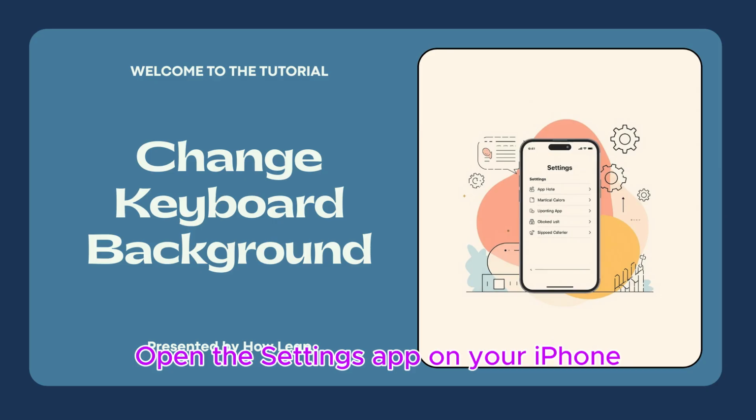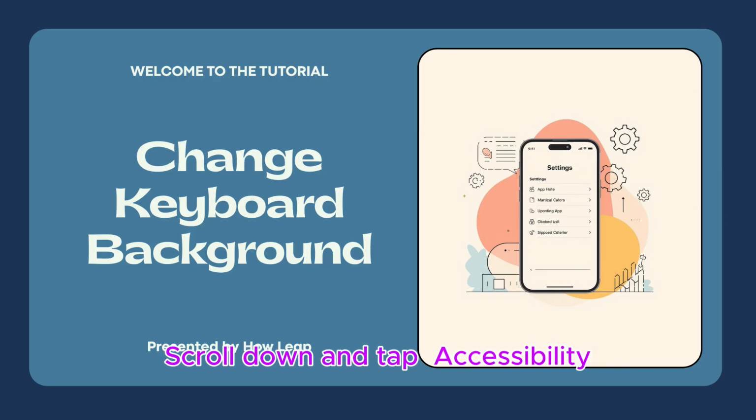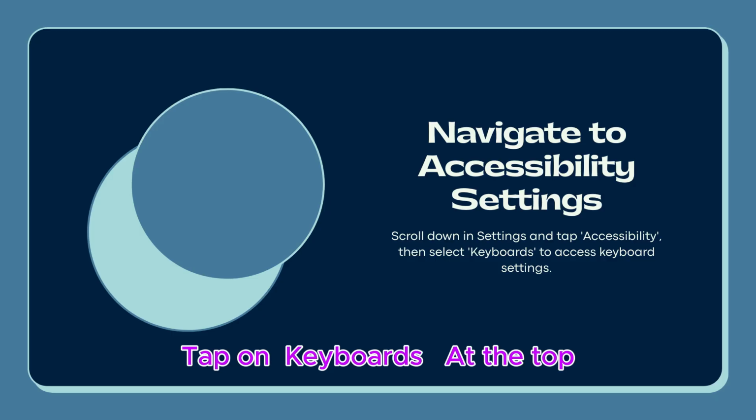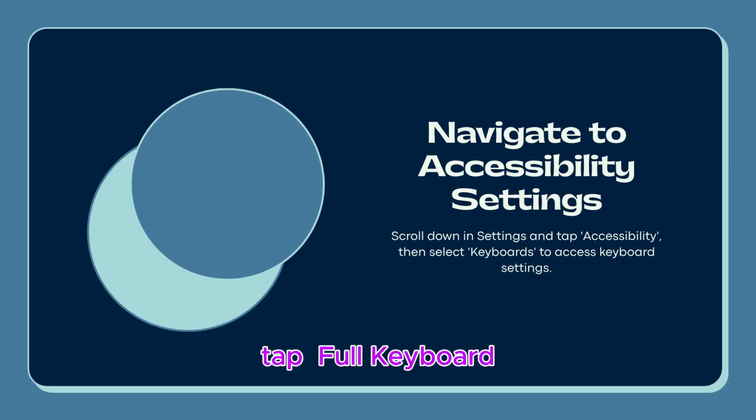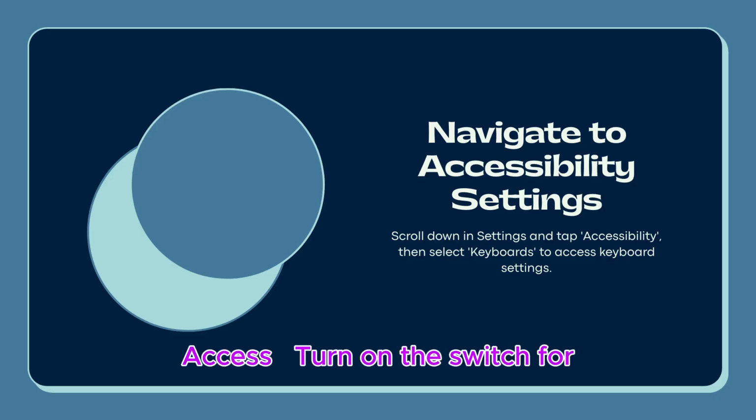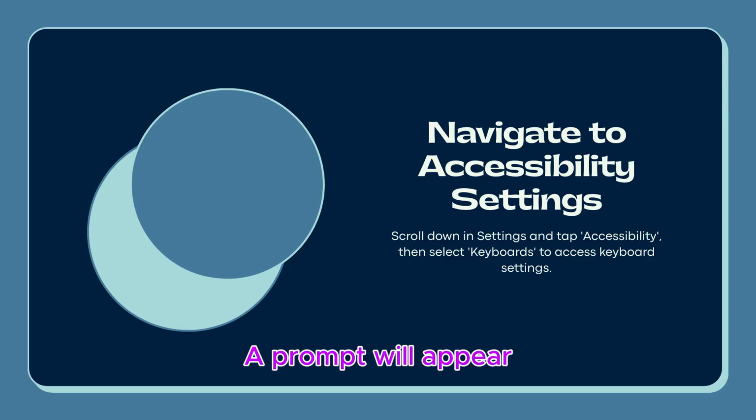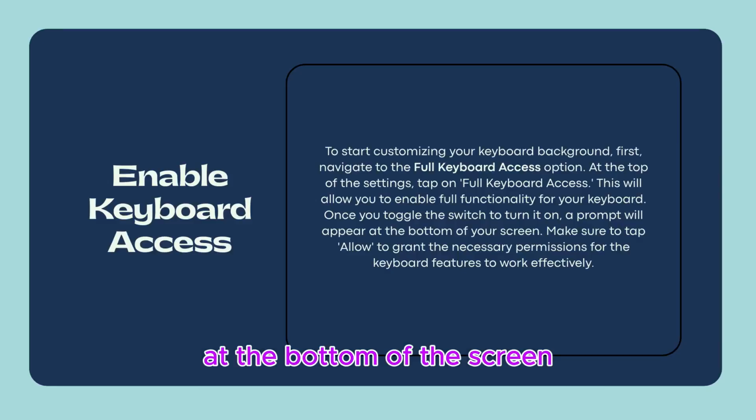Open the Settings app on your iPhone. Scroll down and tap Accessibility. Tap on Keyboards. At the top, tap Full Keyboard Access. Turn on the switch for full keyboard access. A prompt will appear at the bottom of the screen. Tap Allow. Now exit Settings.